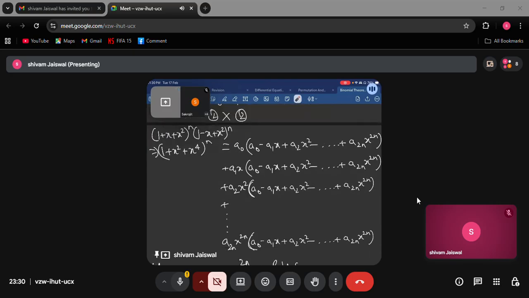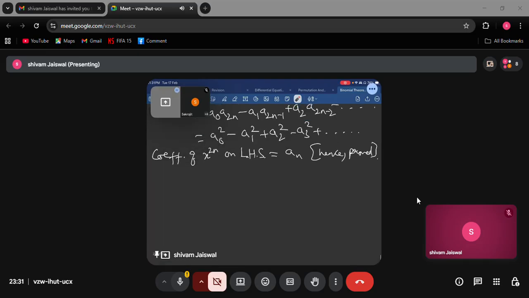Let us look at it from the right hand side. a0 a1 means a_n a_(2n-1), that is the coefficient of x to the power 2n minus 1. Next, a1 into a_(2n-2), that is also the coefficient of x to the power 2n minus 1. So we need to compare the coefficient of x to the power 2n minus 1. So part 7: the coefficient of x to the power 2n minus 1 on the right hand side.